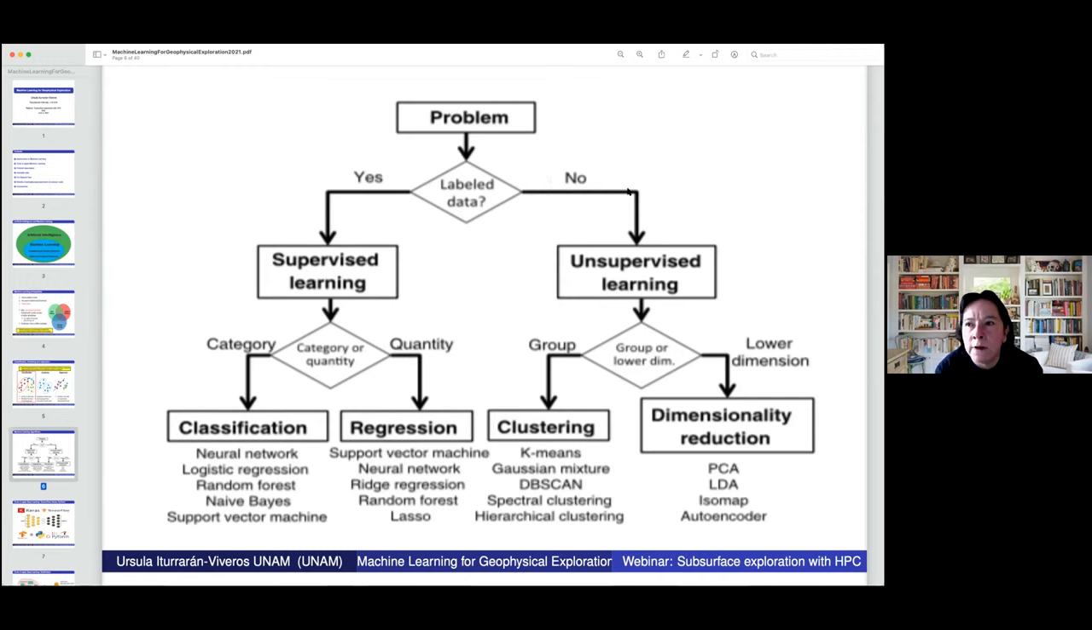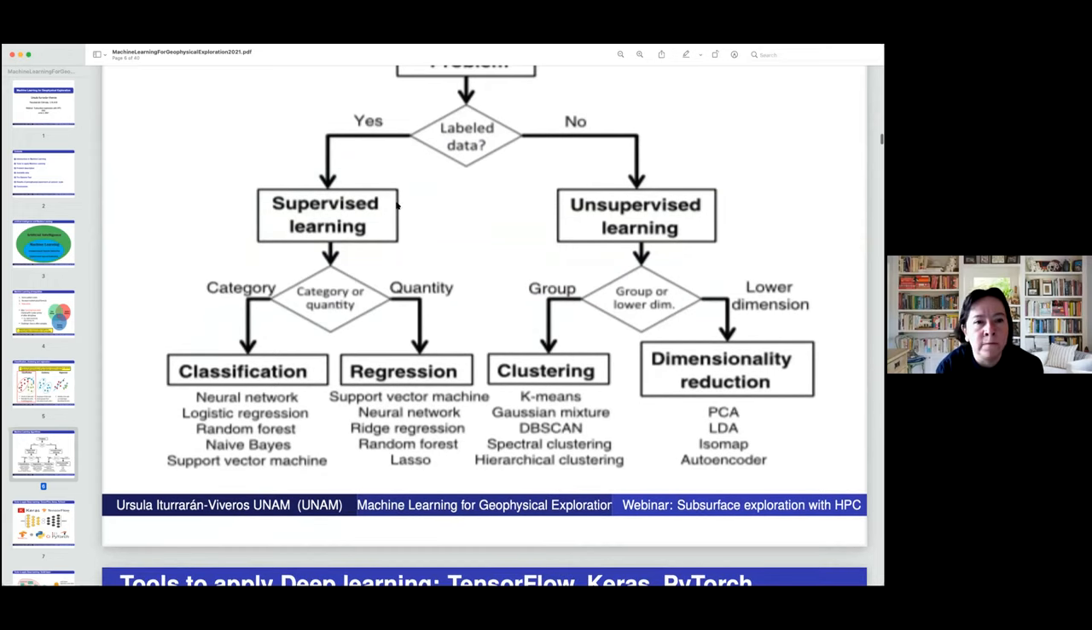In the other case, you don't have labels for your data, and you just put the data into the neural network, and the neural network has some algorithms that allow it to learn from the data, but it's not supervised because you don't have the example, the labeled data. From supervised learning, you can do classification, as I said before, or you can do regression.